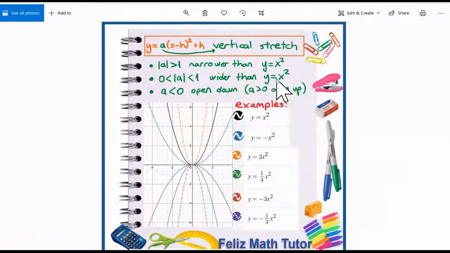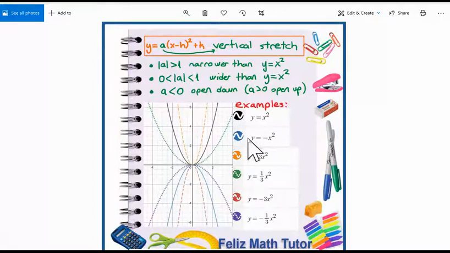But we are talking about the absolute value of a. So if it's negative, we will think of it as positive because we are using absolute value here. And then without absolute value, if a is negative, meaning less than 0, our parabola will open down. If it's bigger than 0, it will open up. What I mean by open up is like this one. And the purple parabola is open down.